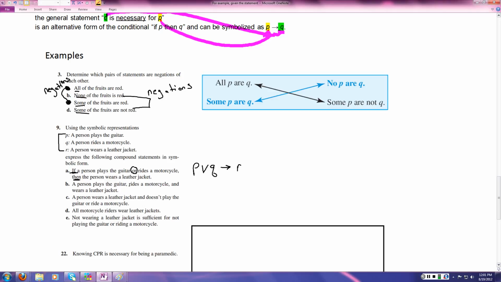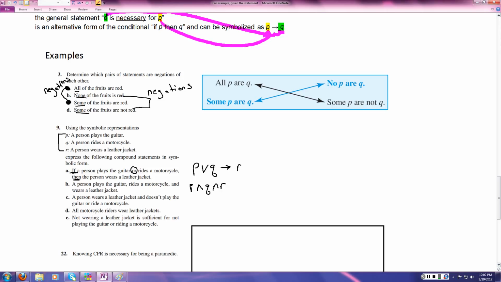A person plays the guitar, rides a motorcycle, and wears a leather jacket. There's no conditional here, no if-then, so I do not need an arrow. A person plays the guitar, that's P. Rides a motorcycle, that would be and again, Q. And wears a leather jacket. So we'd get P and Q and R. A lot of times in English we don't write the and there, but it's understood, since I have three things separated by commas.